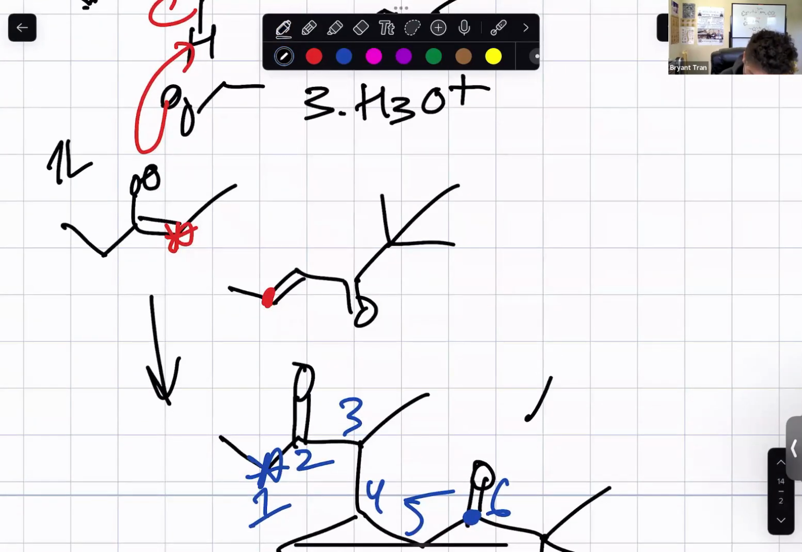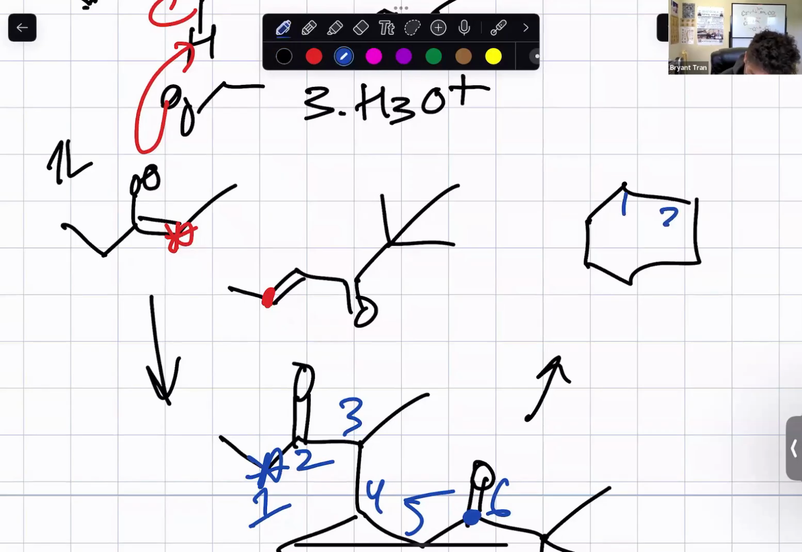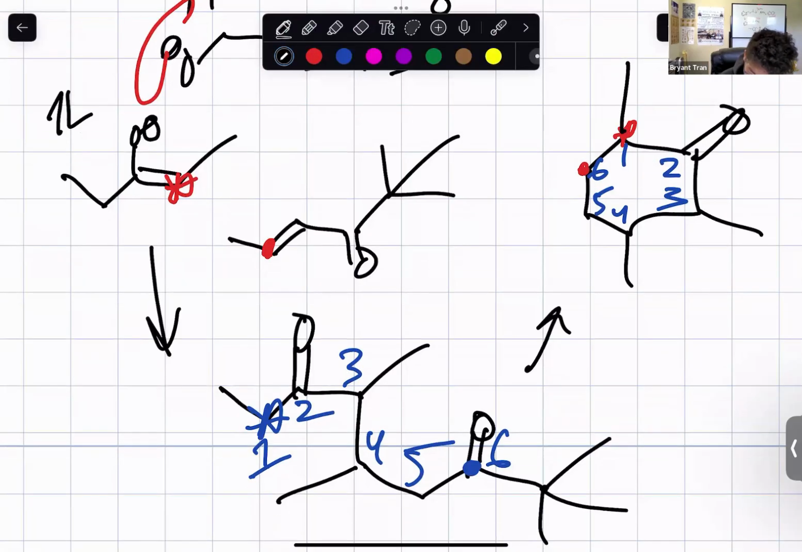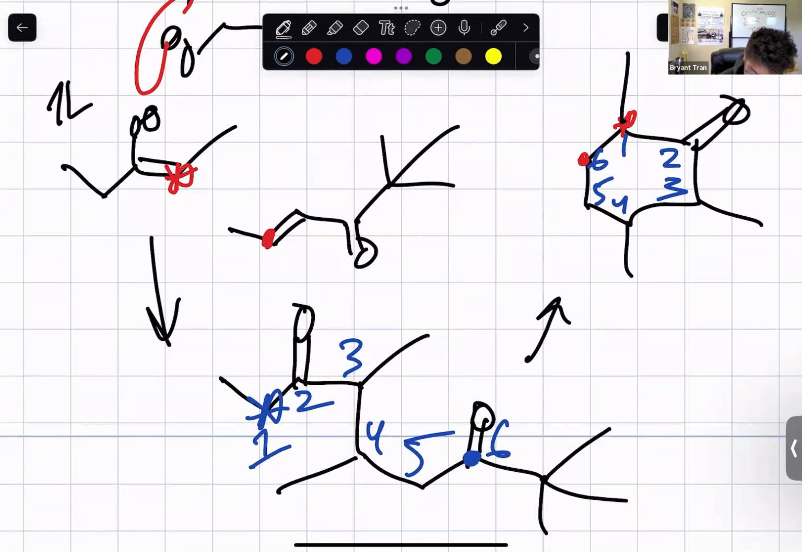So let's draw that 6-membered ring out, base template for intramolecular aldol condensation. 1, 2, 3, 4, 5, 6, where 1 is the star, 6 is the dot. This is the new bond between the 1 and 6. 1 has a methyl group attached to it, which is this methyl group. 2 has a carbonyl. 3 has a methyl. 4 has a methyl. 5 has hydrogens. 6 has a tert-butyl, right?